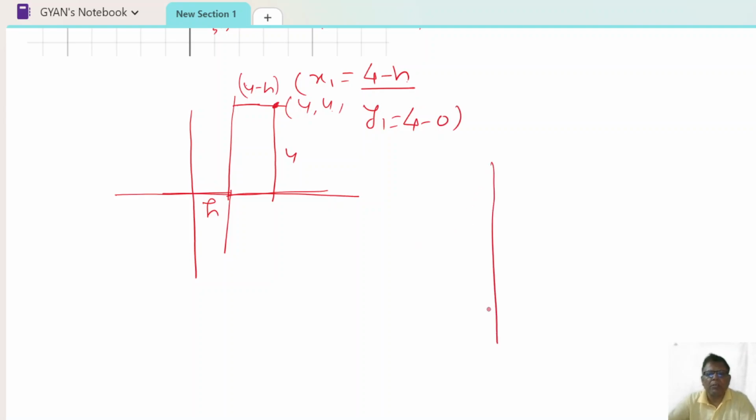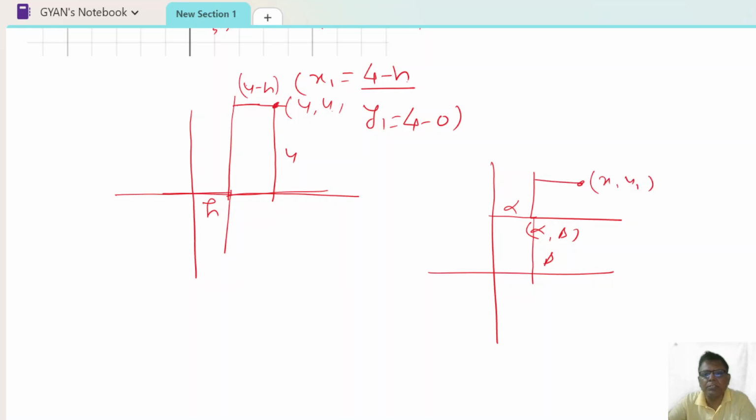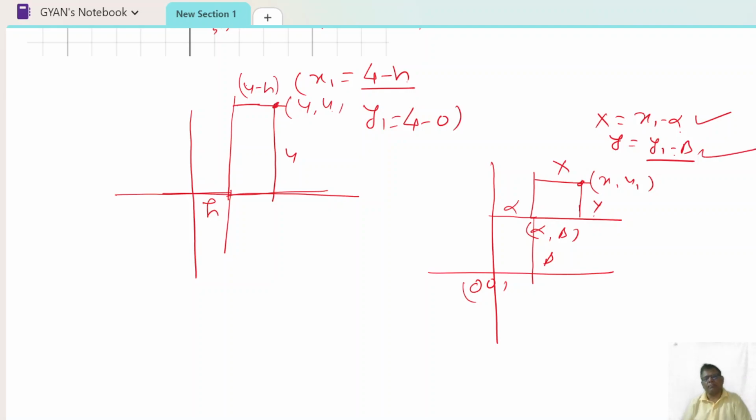Suppose the origin moves here to alpha, beta. So this one is alpha and this one is beta. The point remains here. Suppose the point is x1, y1. So in the new coordinates, x is equal to x1 minus alpha and y is equal to y1 minus beta. So if the coordinate axes are shifted from 0, 0 to alpha, beta, the new coordinates will be these.